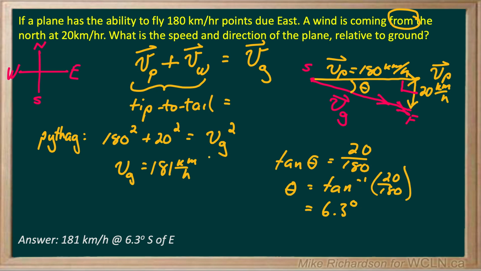degrees. So my final answer is 181 kilometers an hour at 6.3 degrees, and you can see it's swinging to the south of the east line. So from the east, it's swinging towards the south. So 6.3 degrees south of east.